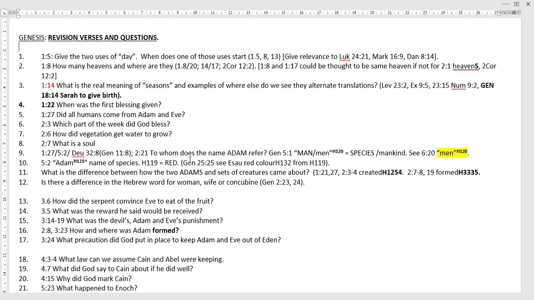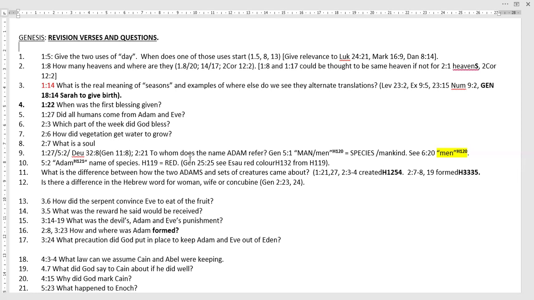Okay, Genesis chapter, question number 6. What part of the week did God bless? That is Genesis chapter 2, verse 3. It says, "And God blessed the seventh day and sanctified it." Now he ceased. When people think he rested, God didn't get tired. God ceased from his work. Everything's finished. Nothing else to do. So he didn't rest because he was going to start work all over again the next day. He had finished. He ceased from his jobs.